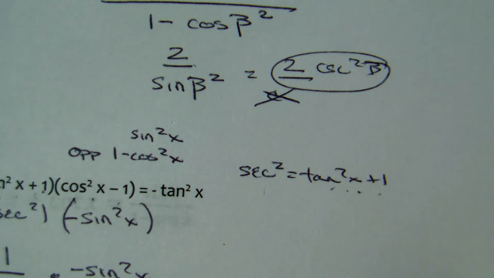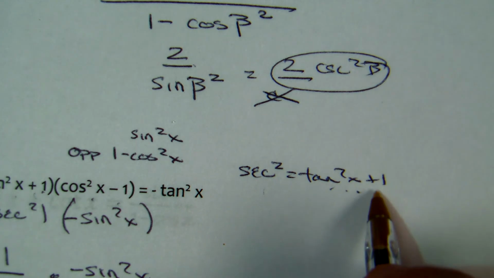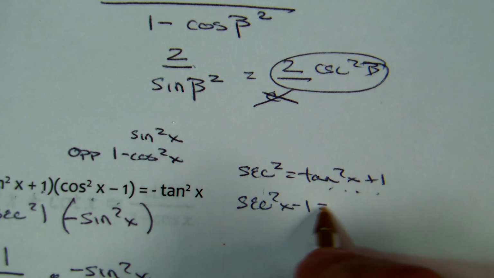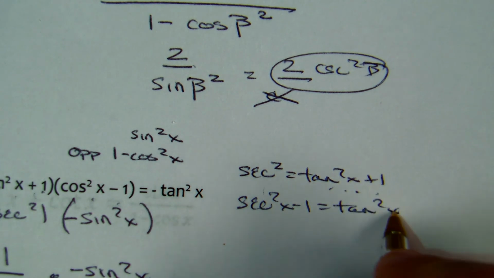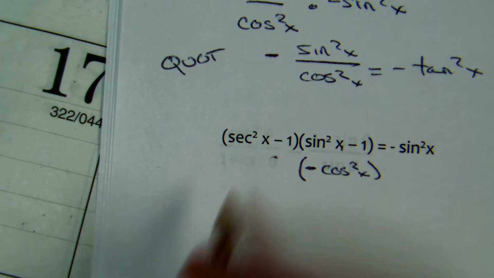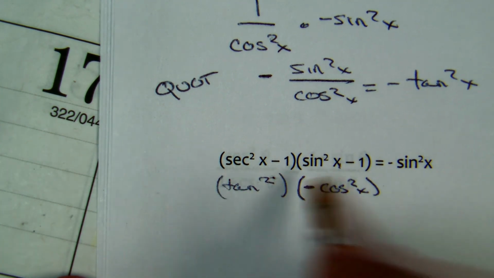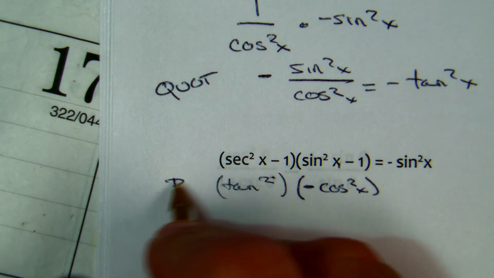1. You need to get in the habit of getting things in the correct format. How do you get rid of a plus 1? You minus 1. Secant squared x minus 1 is tangent squared x. That means I can come back here and replace this with tangent squared. Alright, so that's using Pythagorean identities.